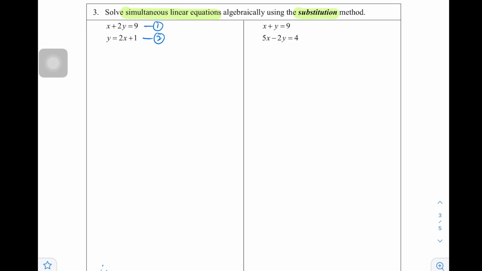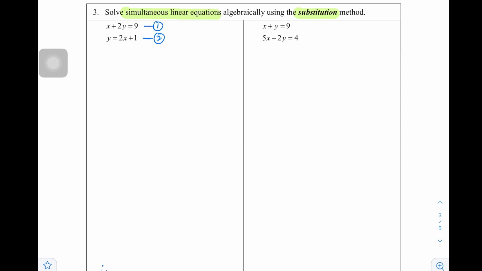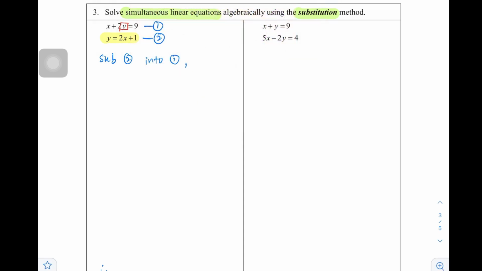If we look carefully at equation 2, we will see that we have y equals 2x plus 1, where y is already the subject of the equation. So therefore, I can substitute equation 2 into equation 1. This means that every time I see y in equation 1, I should replace it by 2x plus 1, since y is equal to 2x plus 1.